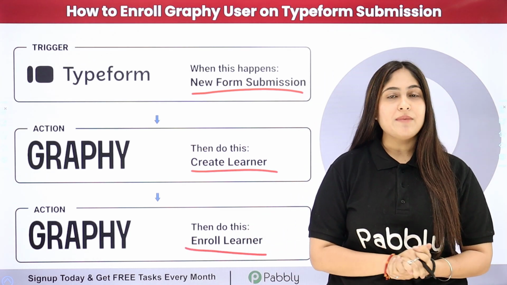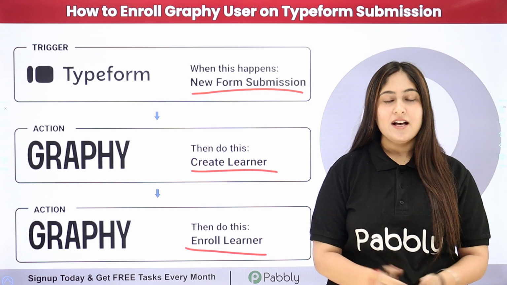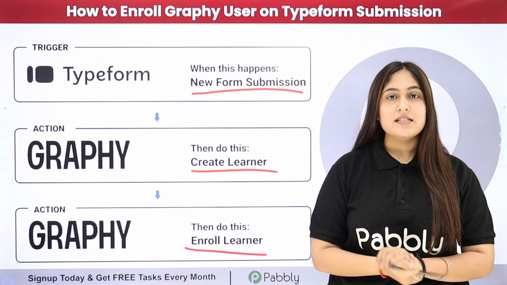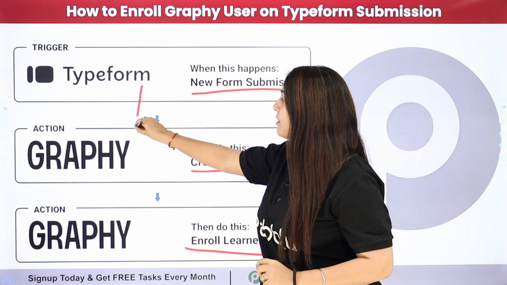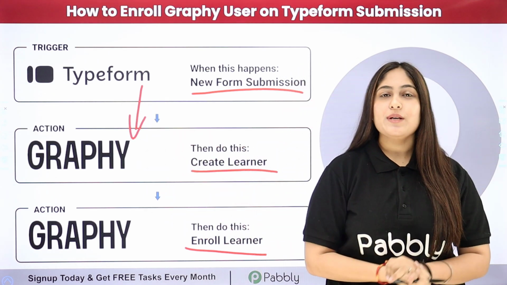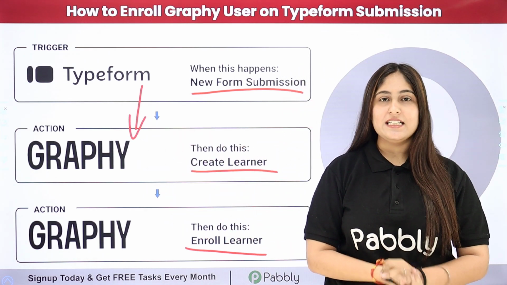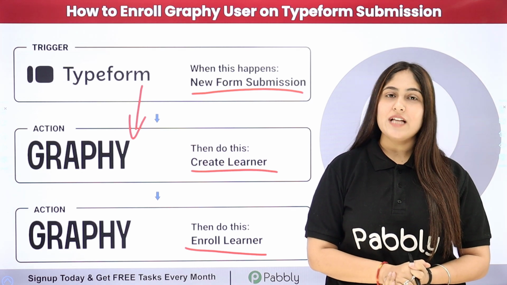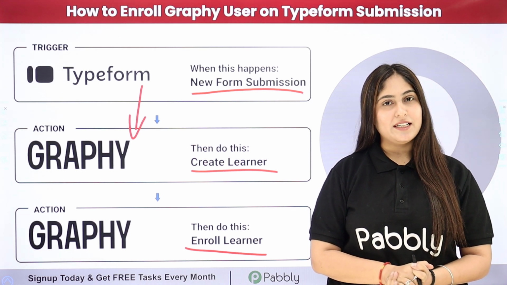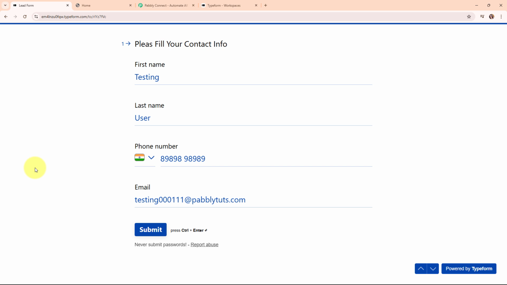Doing it manually is a very time consuming task. So I've planned to automate the entire process in which I need to connect my Typeform with my Graphy account using an automation software named Pabbly Connect. To see the working of this automation and to learn this process step by step, let me take you to my screen. Welcome to my screen.